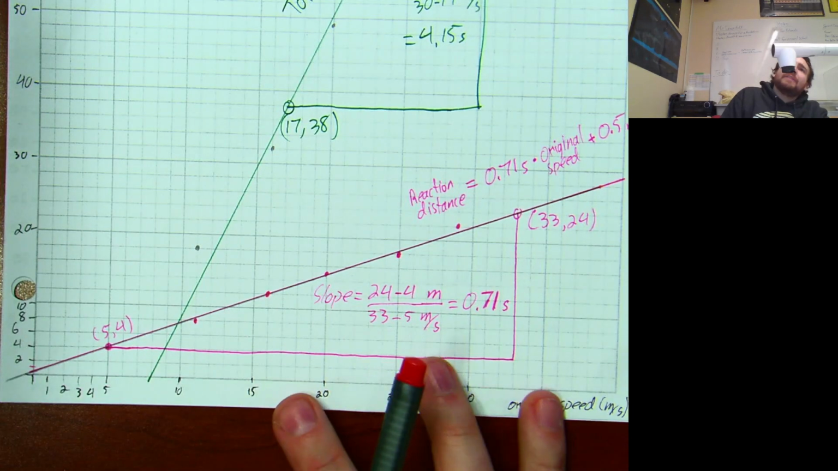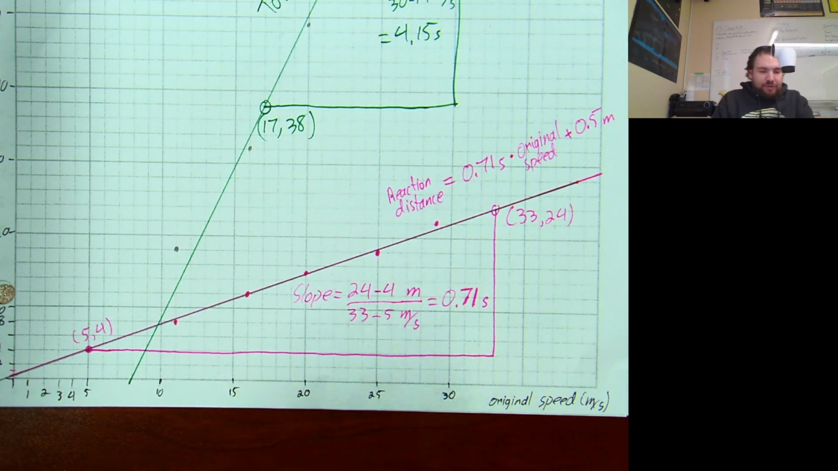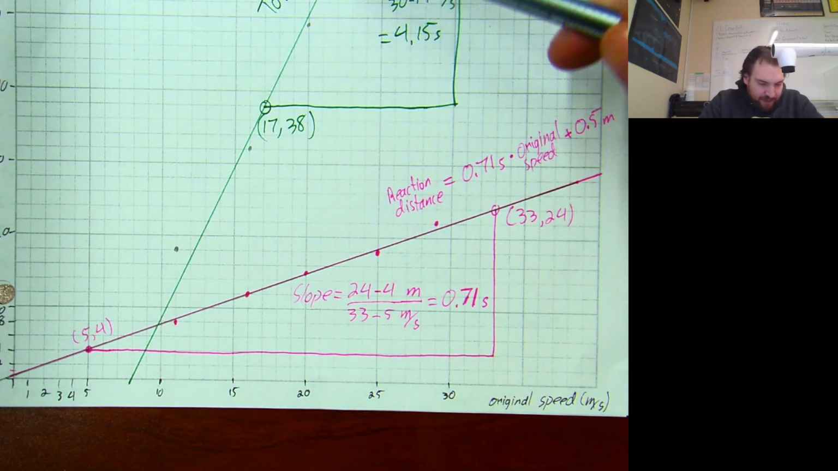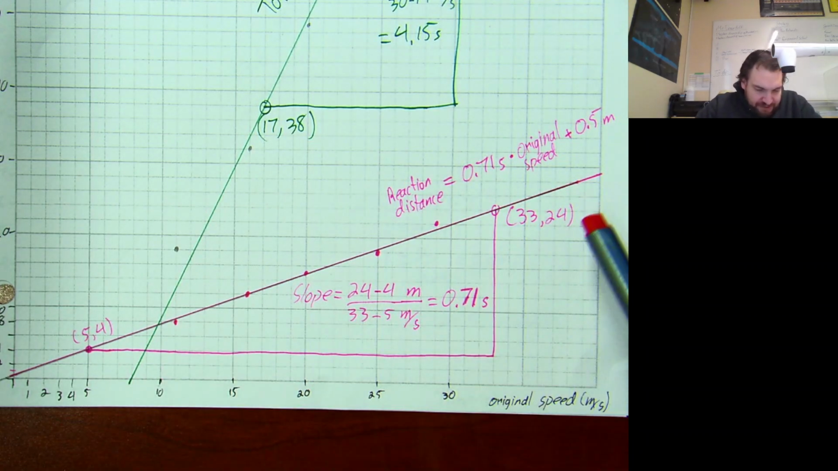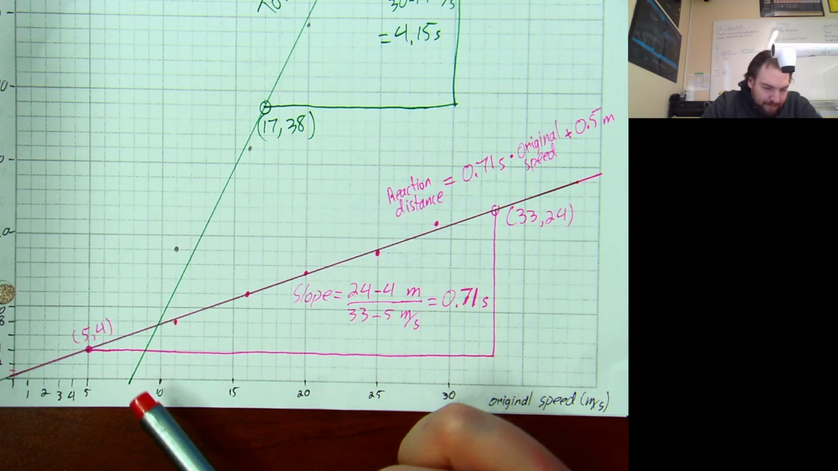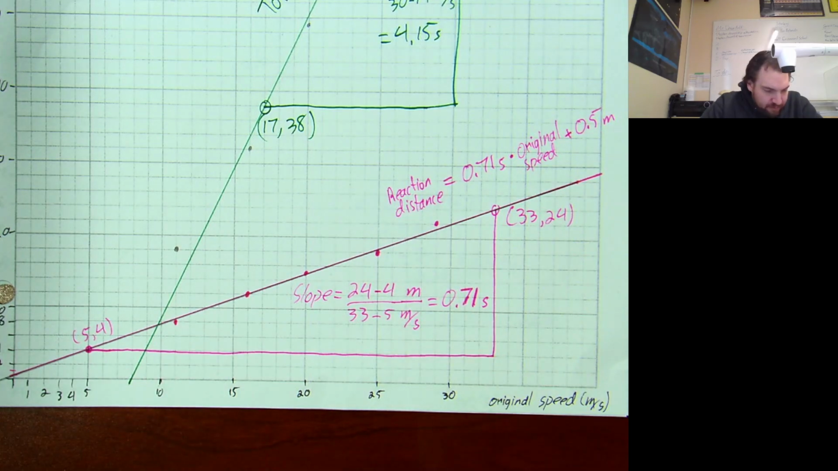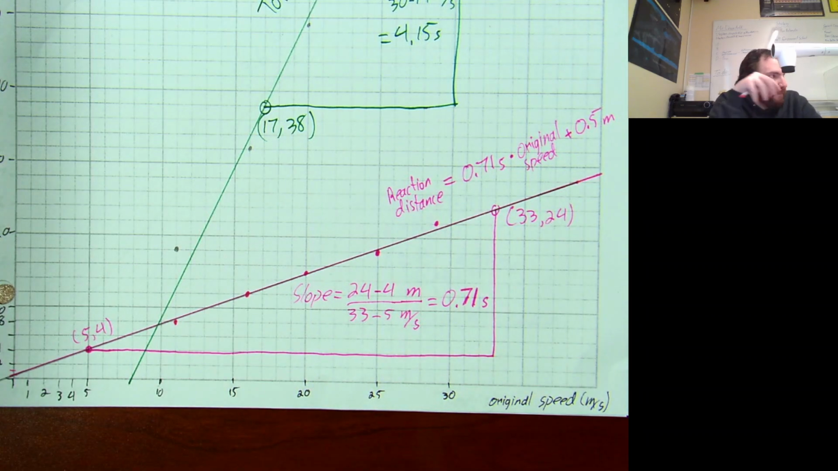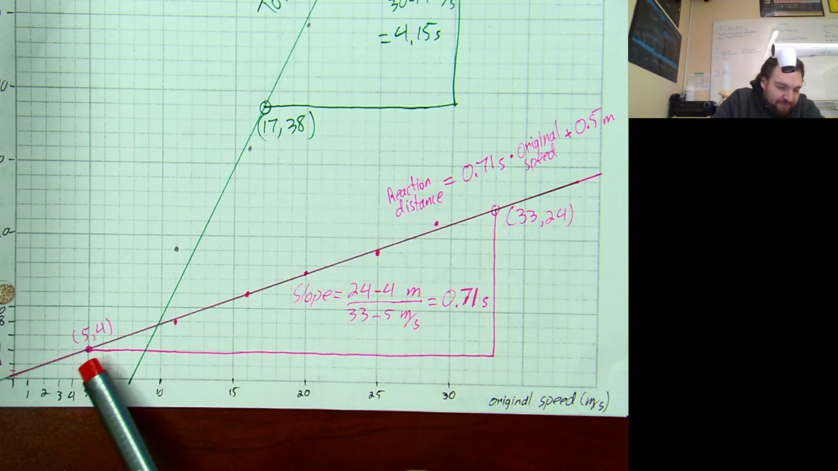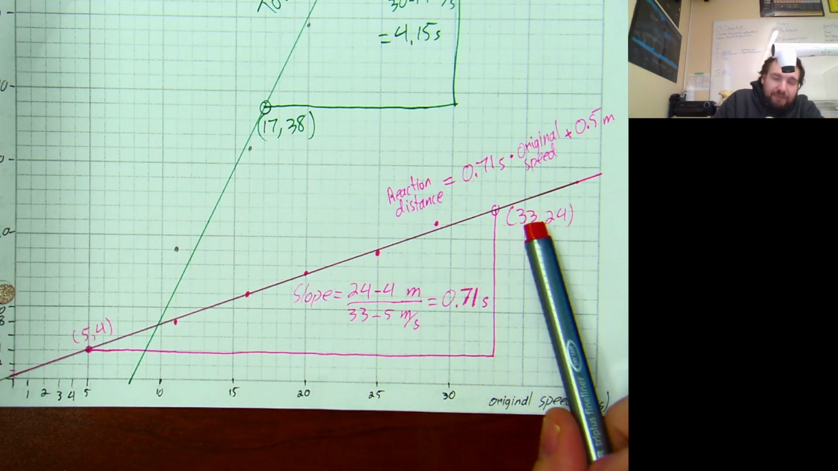I know the person who came in at lunch today was struggling with the line of best fit for the green one. They had nailed this one pretty good. So this is what my line of best fit looks like. You want something that looks similar. When you pick points for a slope for a line of best fit, you want to make sure they are not data points. So I picked where it crossed the grid nicely down here at 5, 4 and up here at 33, 24.